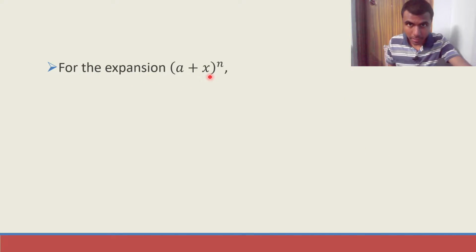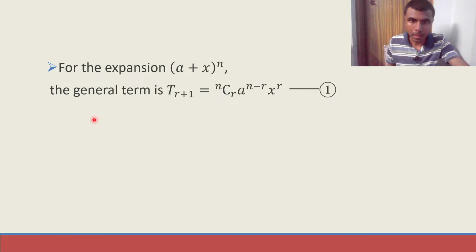Now for the expansion (a + x)^n, the general term is T(r+1) = nCr a^(n-r) x^r. Now what does this mean? The general term is the (r+1)th term. This is T(r+1).